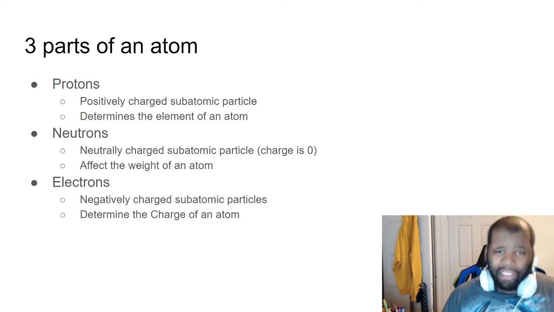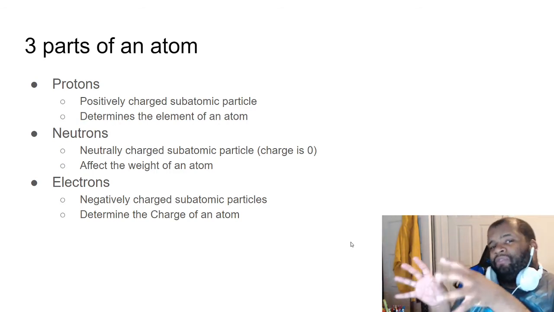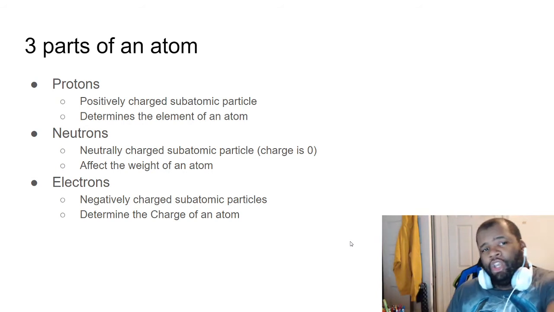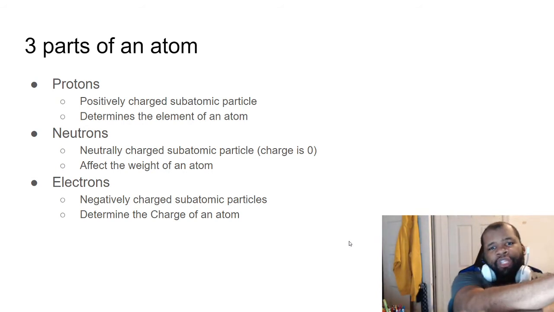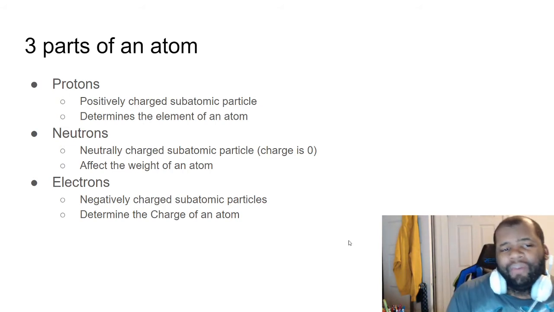So things like oxygen, hydrogen, nitrogen, helium, these all have different numbers of protons in every single one of the atoms. Not all the heliums have different numbers of protons. Helium has a different number than oxygen, which has a different number than hydrogen, which has a different number than nitrogen. Just want to clarify that real quick.